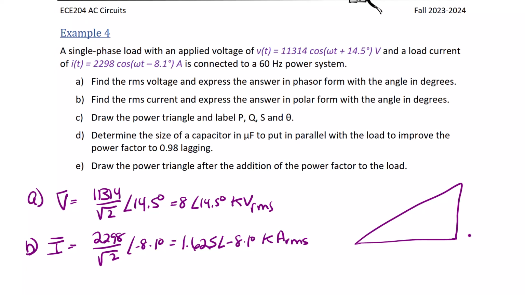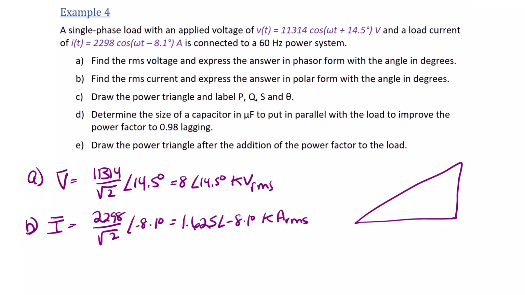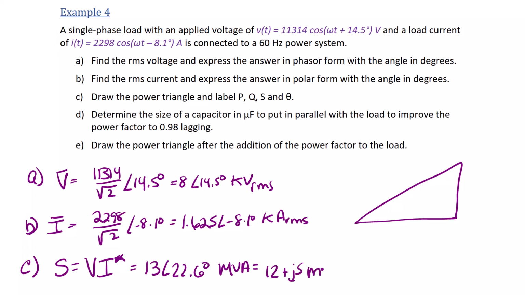Okay, so now if we draw our power triangle, we know the voltage, we know the current, so we can use those to find our S. S equals V I conjugate, which is 13 with an angle of 22.6 degrees, and that's megavolt amperes, or in complex form, 12 plus j5 megavolt amperes. So that means that the apparent power is 13 megavolt amperes. The real part is our power, so that's 12 megawatts, and the imaginary part is our Q, so that is 5 megavar.